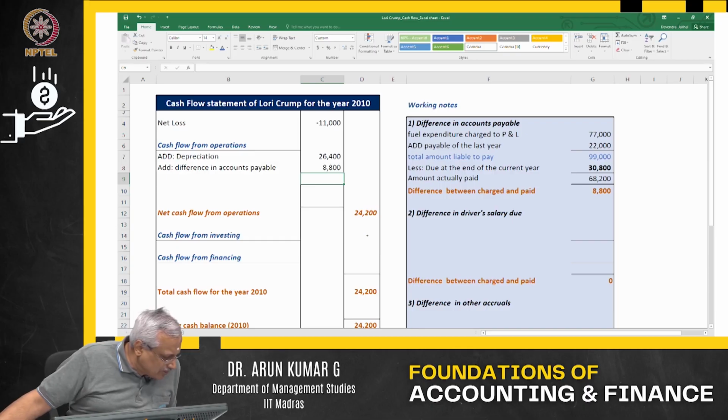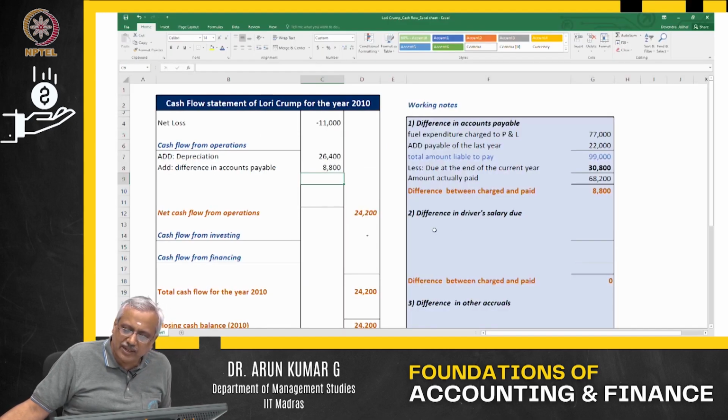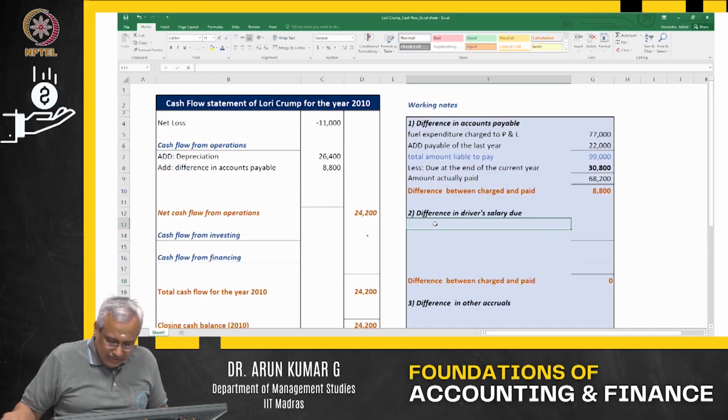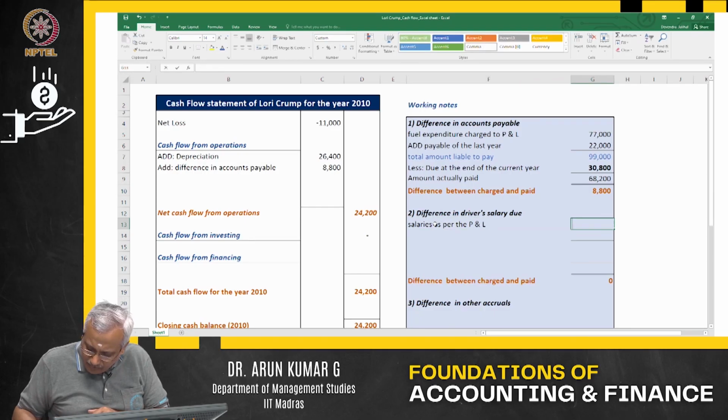Next, I go to the liability side of the balance sheet, and after accounts payable there is something called accrued salary. Salaries for the year 44,000, beginning of the year 5,000, end of the year 8,800. How much have you paid? Let us do the same thing here. Accrued salaries as per the P&L is 44,000.